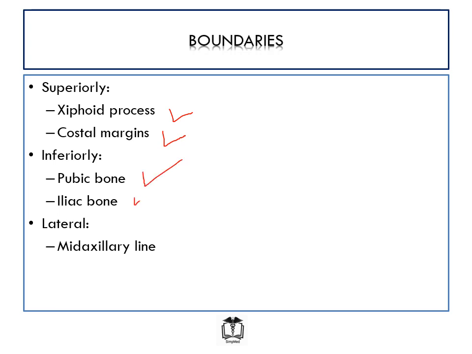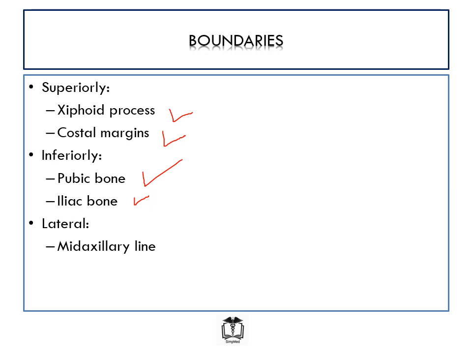So anything above the xiphoid process and costal margin is automatically the thorax. Anything below the pubic bone and iliac bone automatically would be the pelvis. Then laterally, the abdomen is limited by the mid-axillary line.